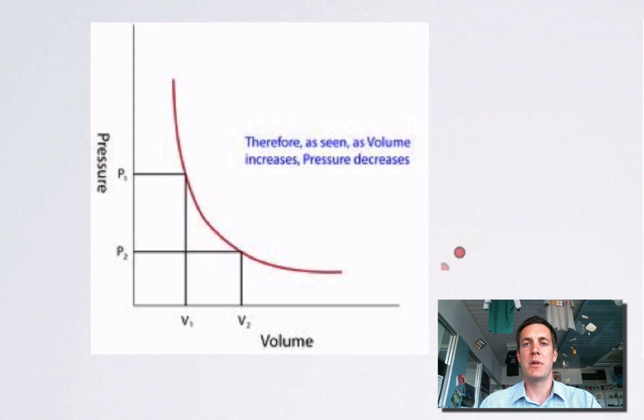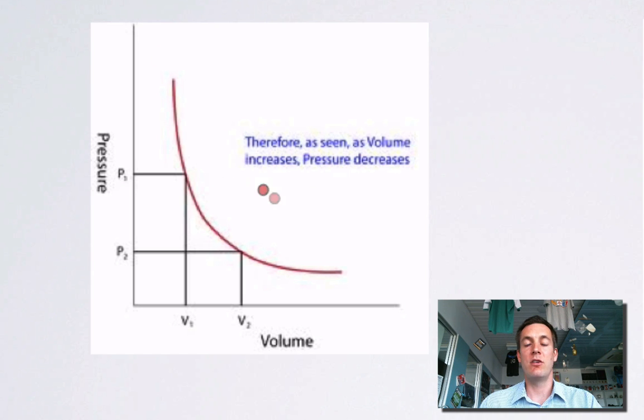It drops because those particles that are in the container can't hit the walls of the box as often, and so they don't exert as much pressure. As the volume gets smaller and those particles are crammed into a smaller space, well, they hit the walls more often and they exert more pressure.